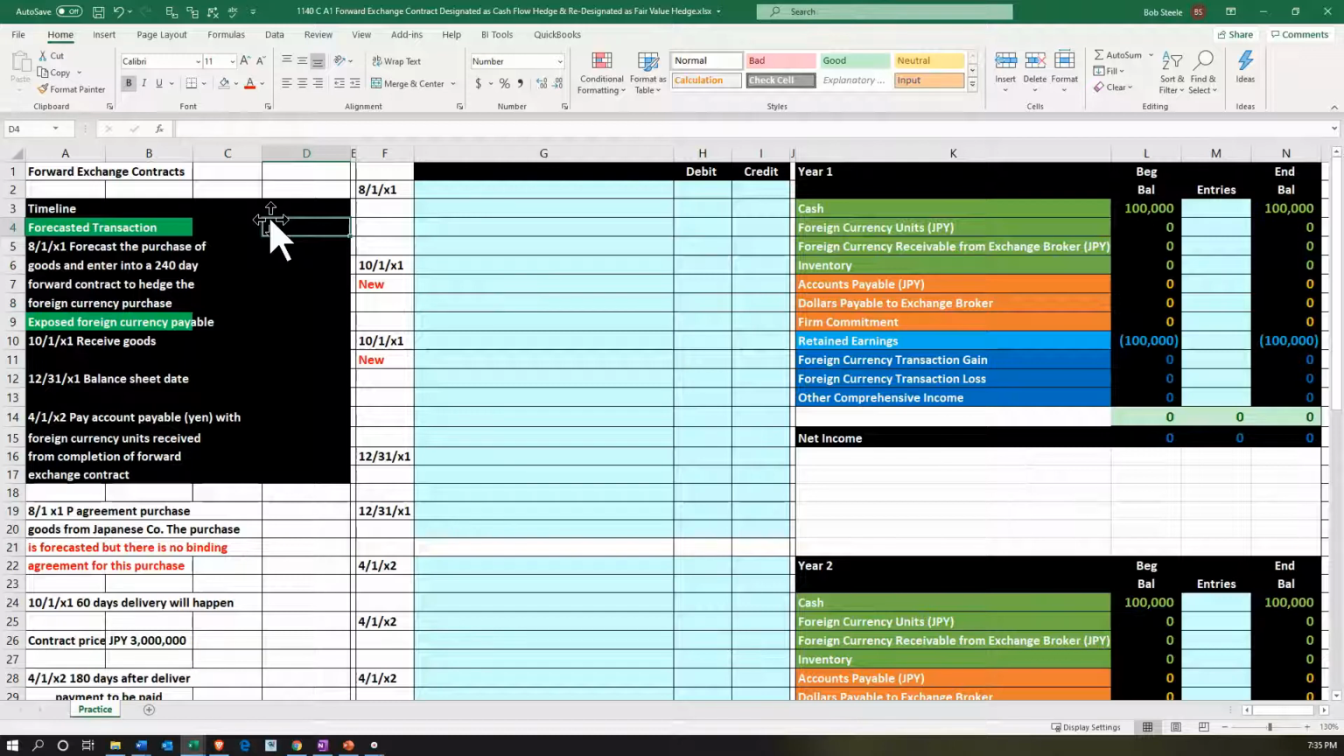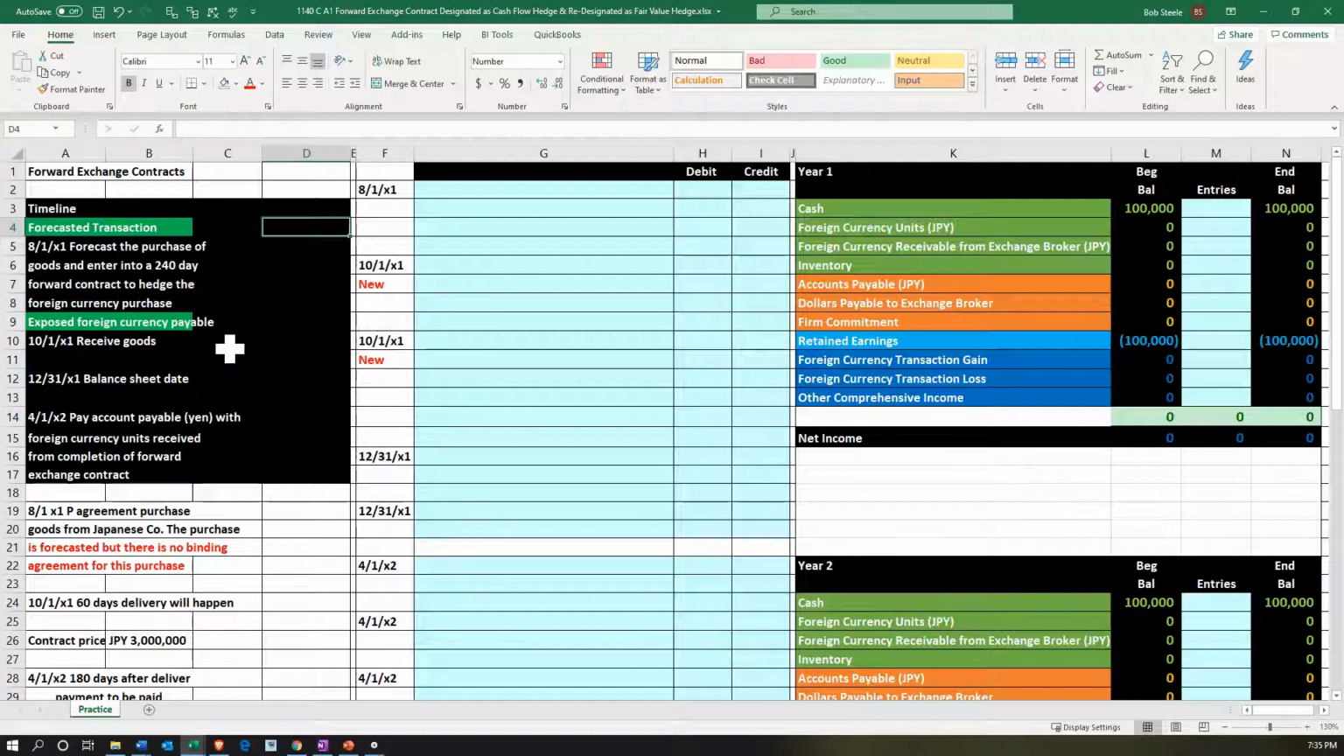That happens on 8/1. X1 forecasted the purchase of goods and entered into a 240-day forward contract to hedge the foreign currency purchase. So that means we're going to enter into the forward contract at this point in time, even though we haven't done the purchase yet, because we're forecasting the purchase to happen in the future. We believe that the purchase, as well as the purchase on account, the total extent of the purchase will end, payment will happen at the end of 240 days. Therefore, we're going to put 240 days and it should end at what we predict will be the ending date of the purchase contract that we will have.